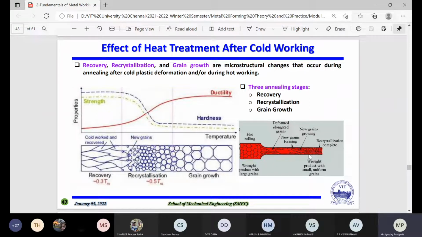So if you go to the previous diagram on the left hand side, whatever I put here, I mentioned three things. The left hand side is known as the recovery part, the middle part is recrystallization, and the third part is grain growth. So you can see here, this part I have taken from when the deformed elongated grains are there.